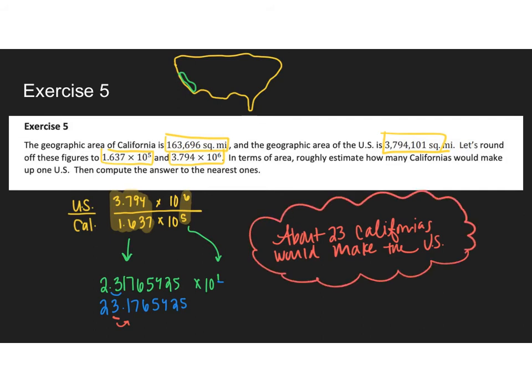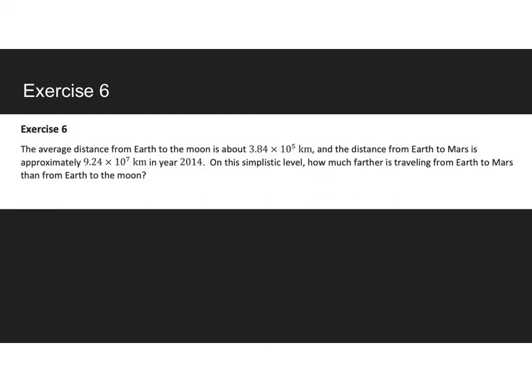All right, exercise 6, it says the average distance from Earth to the moon is about this, and the distance from Earth to Mars is that. On a simplistic level, how much further is traveling from Earth to Mars than Earth to the moon? So Earth to Mars is further, obviously, than Earth to the moon. We're trying to figure out how much further. So we're trying to find the difference. So we are subtracting these numbers.